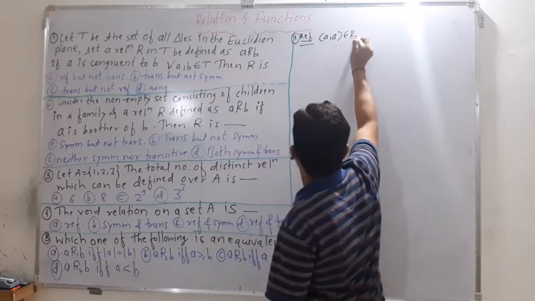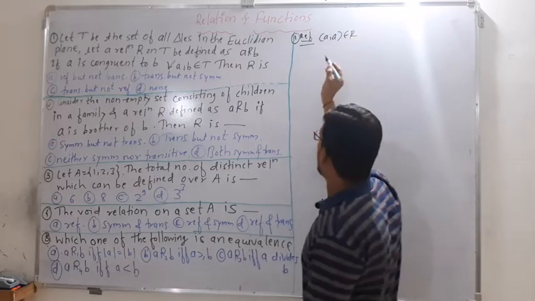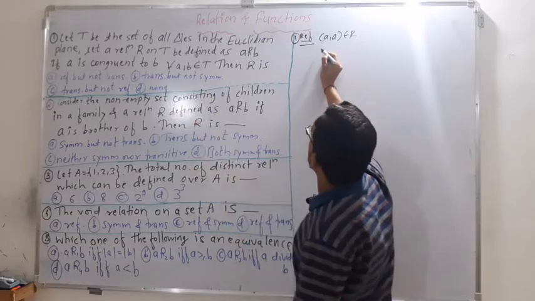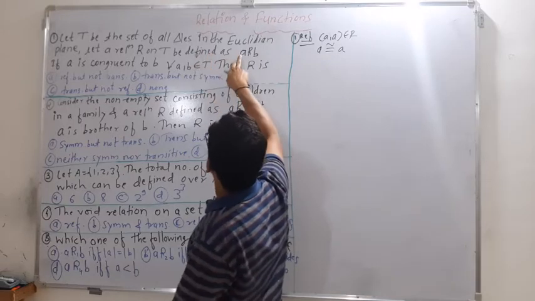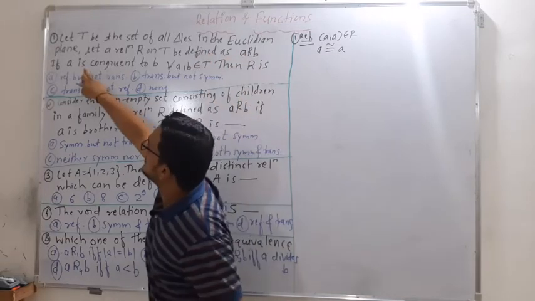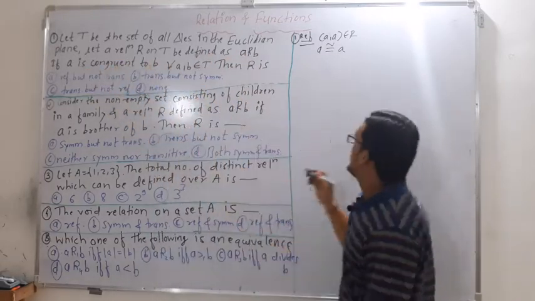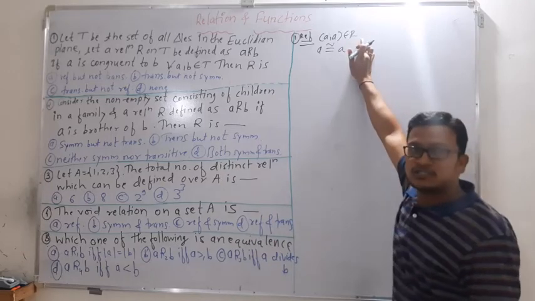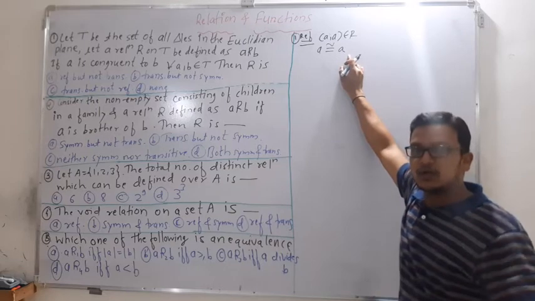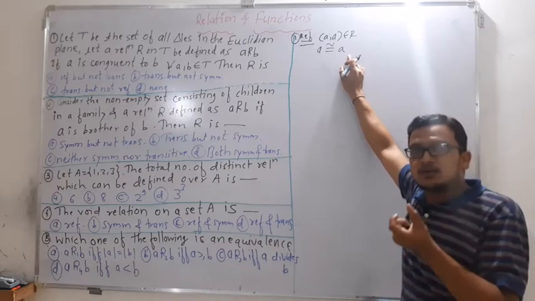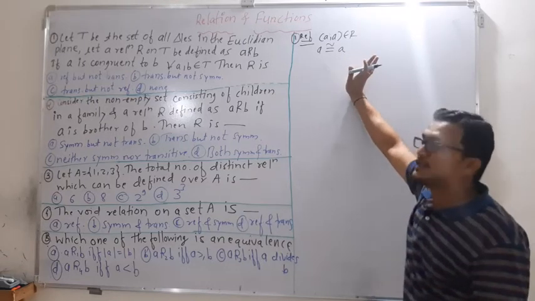AA belongs to R. Then as per the definition, when A is related to B, the definition is A is congruent to B. Now when I have AA belongs to R, the definition is A is congruent to itself. Any triangle is always congruent to itself, right? So therefore R is reflexive.